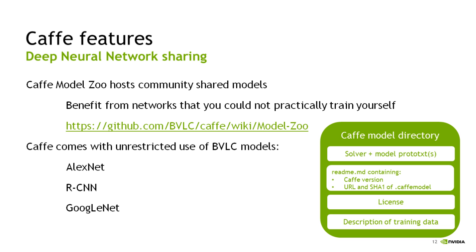So Caffe itself, though, when you download and install it, comes with some models included that have been released by the BVLC developers themselves. So an AlexNet model, which you may have heard of, trained on ImageNet data, the regional convolutional neural network model, and a version of GoogleNet.